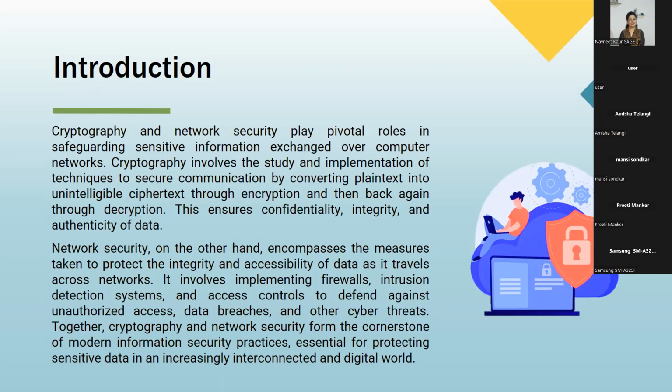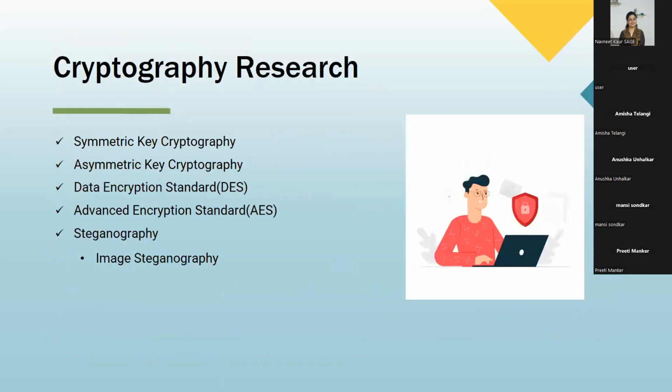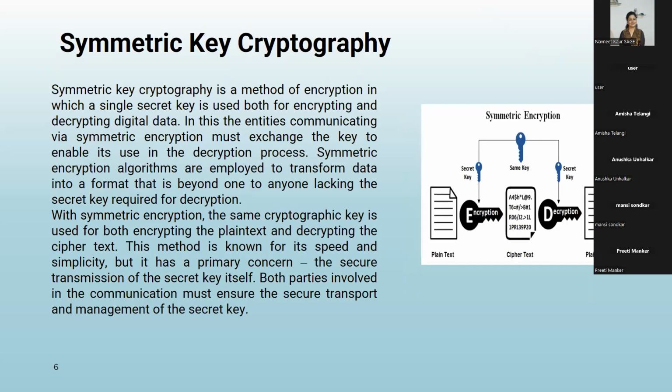In cryptography research, the following types and algorithms are used for data hiding purposes: symmetric key cryptography, asymmetric key cryptography, Data Encryption Standard, Advanced Encryption Standard, and steganography. We are studying mainly image steganography.